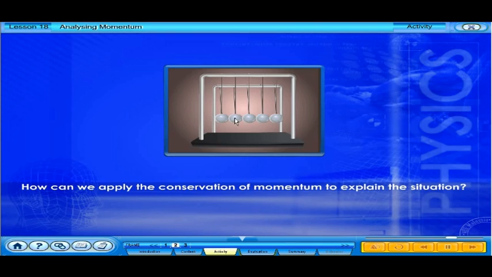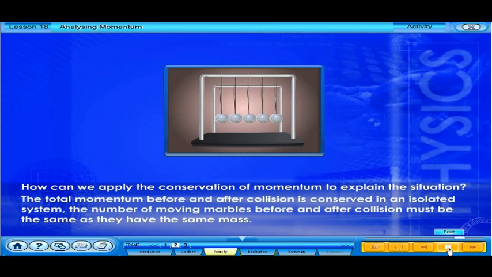How can we apply the conservation of momentum to explain the situation? As the total momentum before and after a collision is conserved in an isolated system, the number of moving marbles before and after collision must be the same as they have the same mass.